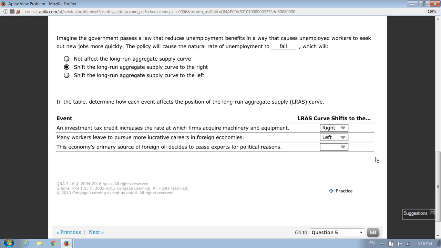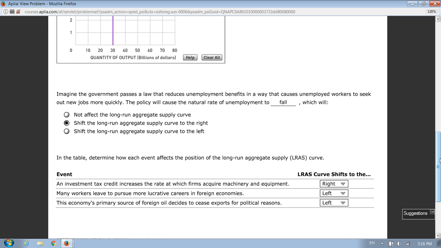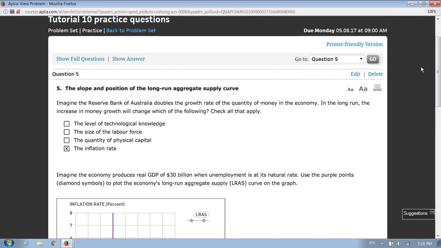This economy's primary source of foreign oil decides to cease exports for political reasons. So that's going to shift the long-run aggregate supply curve to the left as well, because we have fewer resources now. Okay, that's question 4. Question 6.